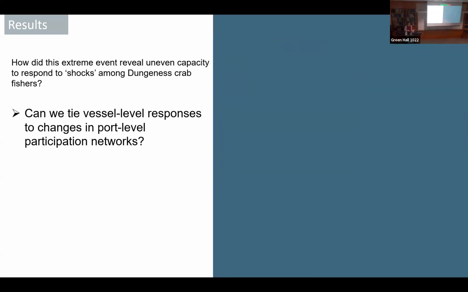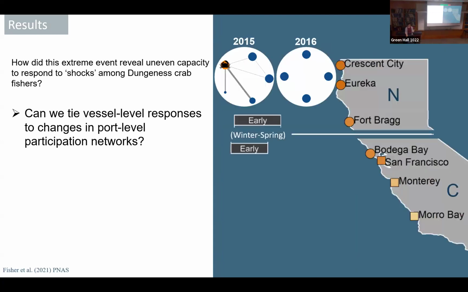So now we have these vessel level responses, and we wanted to tie them to changes in port level social ecological networks. And just as a reminder, those port level networks are all fishing vessels at the port, not just crabbers. So according to our generalized linear models, edge density and centralization were significantly affected by those 2016 HAB closures, and they were significantly differently affected between Northern and Central California. So in Northern California, we saw lower edge densities and lower centralization.